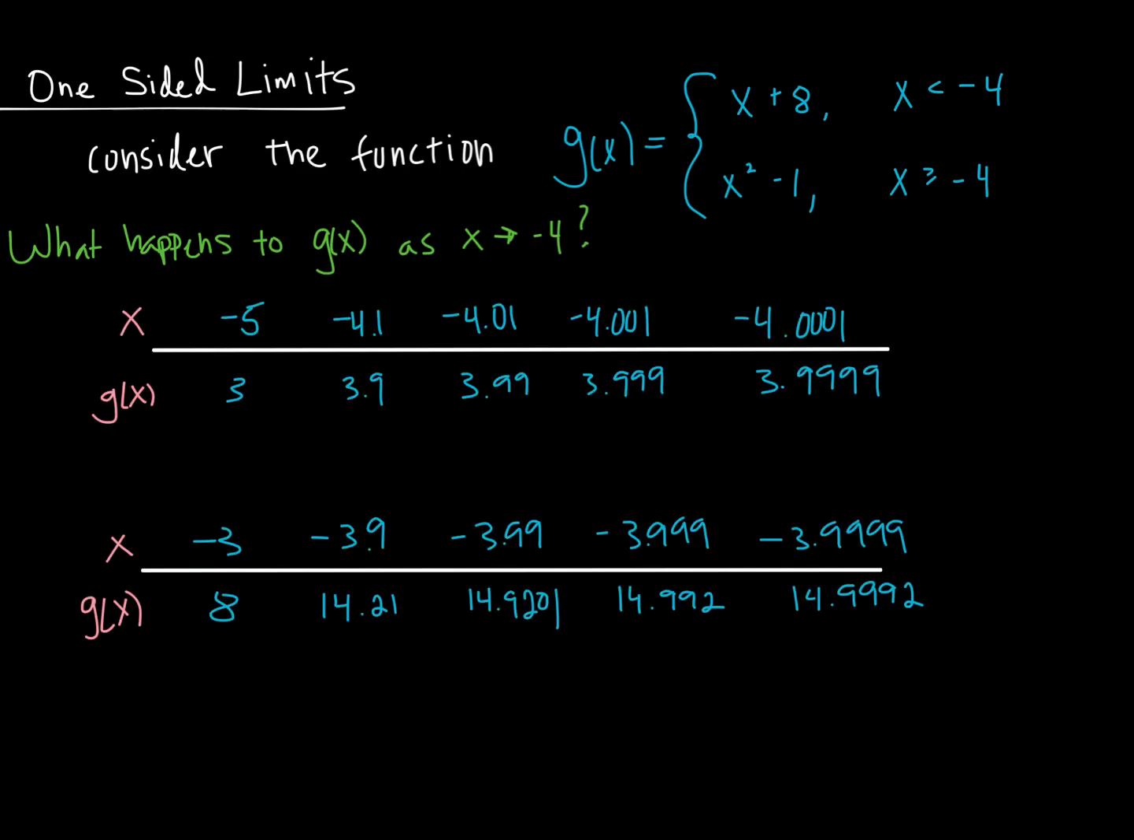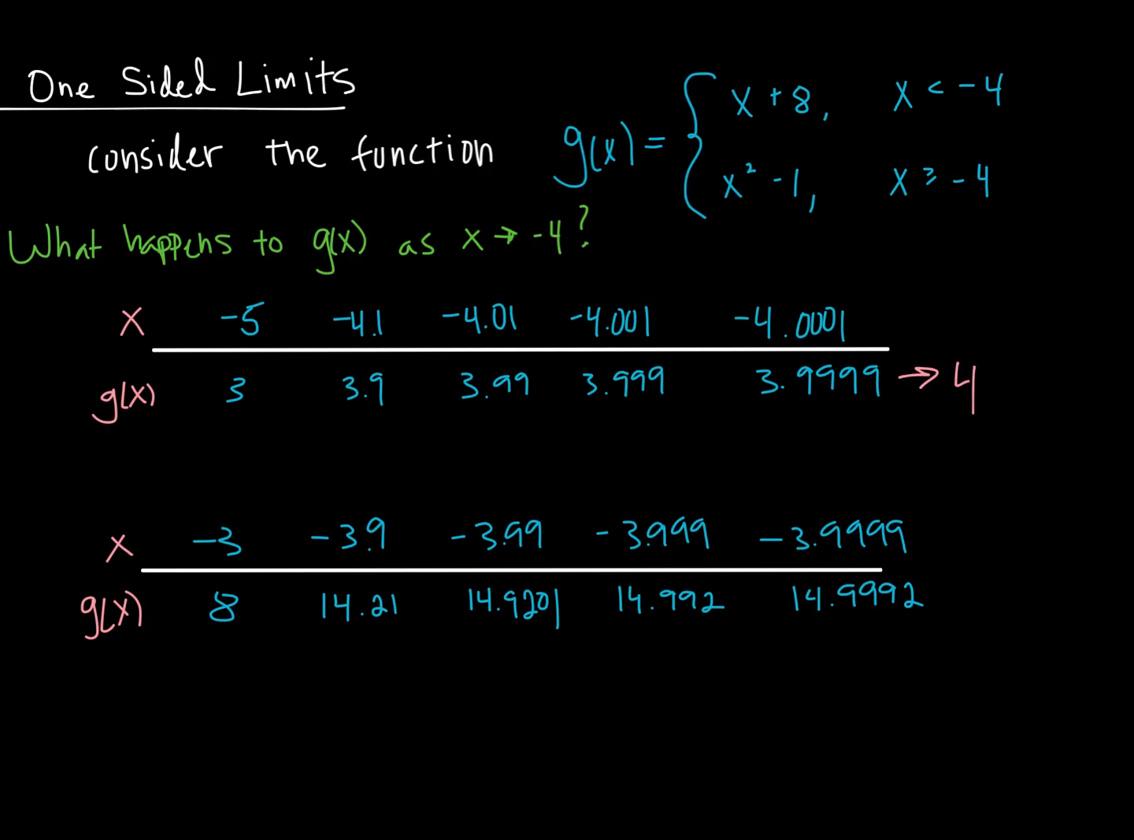All right, so first let's go ahead and see what happens. How is g of x behaving as x is getting closer and closer to -4 from the left? So to the left of -4 is -5, and then we get closer and closer to -4, and we see, okay, g of x is 3, 3.9, 3.99, 3.999, and so on and so forth. It's getting closer and closer, it seems like, to 4. So we might say this is getting closer and closer to 4.